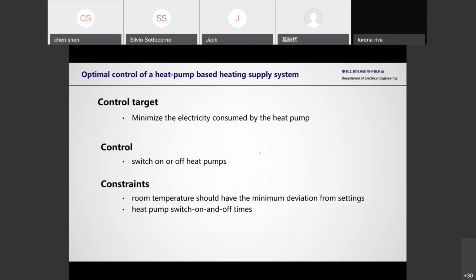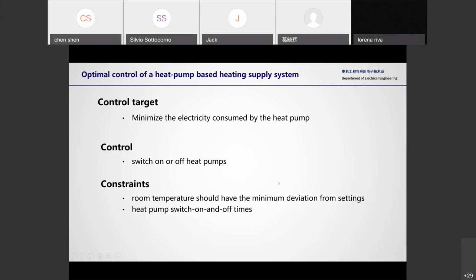And how to do that? We need to switch on or off heat pumps. And we need to obey two constraints. One is the room temperature should have the minimum deviation from setting and should stay within a small range. The other constraint is that the heat pump switch on and off time should not exceed a preset number.